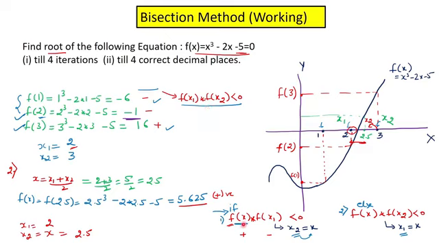The next thing is, why are you changing x2 when this condition is true, and why are you changing x1 when this condition is true? Why not x1 here and x2 here? If you can see, this is my x1 and this is my x2 initially.